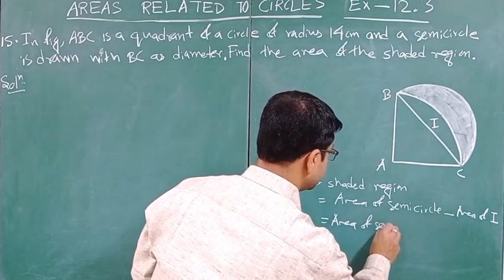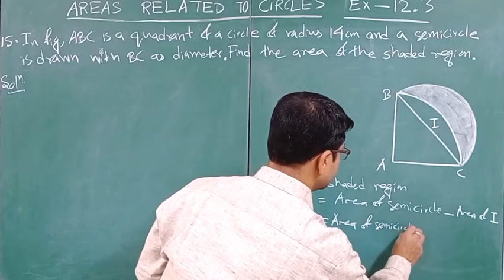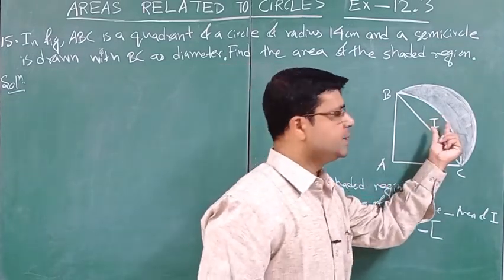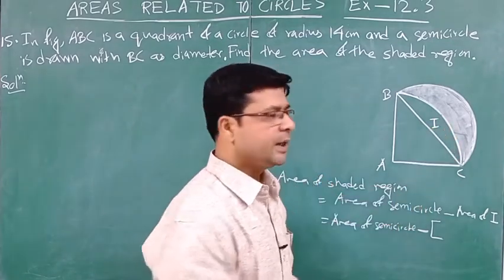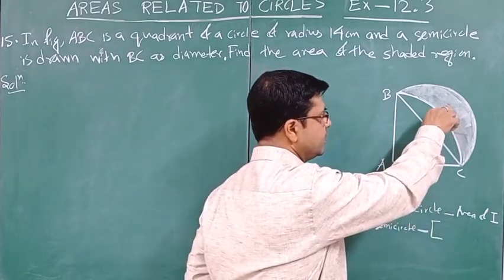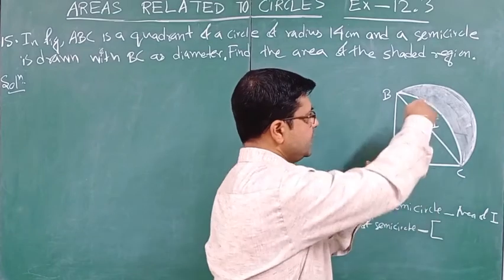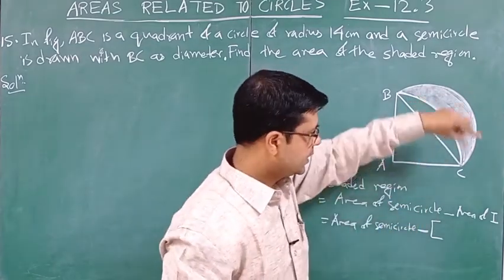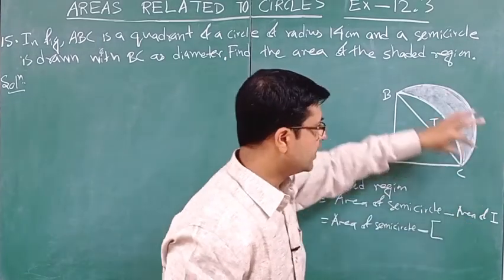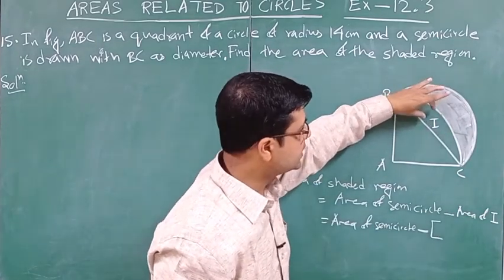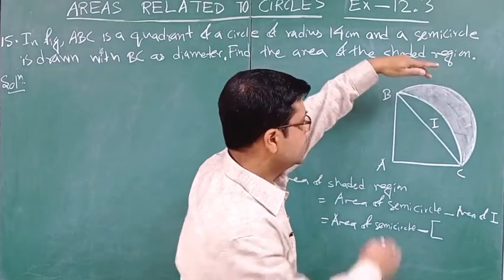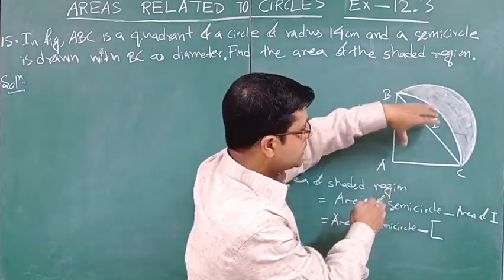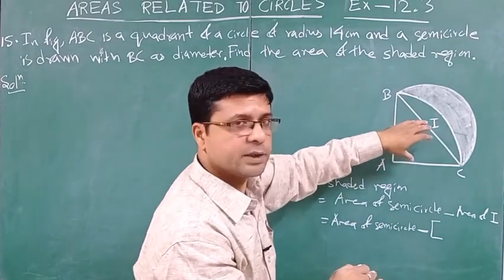Area of semicircle minus, how to find this area of this part 1? Area of this part 1 or this region 1 we can easily find by area of the quadrant minus area of this. I repeat, here area of part 1 we need, region 1. How will we find this area? This area means area of this bigger area of this quadrant minus area of this triangle. I hope it is understood.